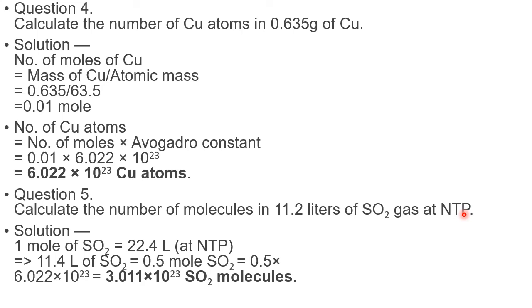That means 1 mole of helium gas means what? 22.4 liters of helium gas. 1 mole of oxygen gas means what? 22.4 liters of oxygen gas. 1 mole of methane gas means 22.4 liters of methane gas at NTP, normal temperature and pressure. That is the normal condition we have. Okay. Now let us come to the problem.